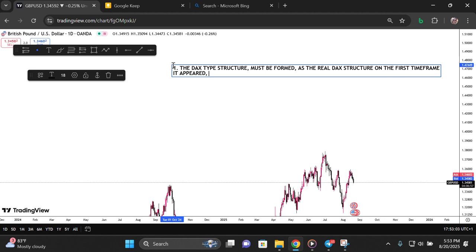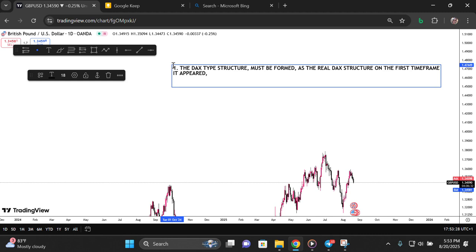Which means that anytime I spot a structure according to the DAX model, I want to always confirm that the first time frame that printed the market structure printed what we call the DAX structure type. So that is the first rule. Now the second rule.